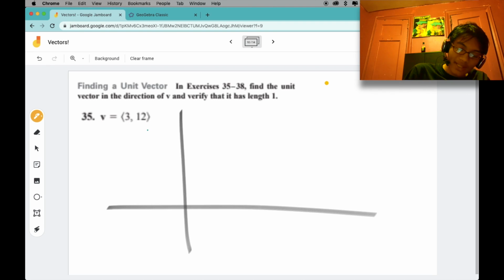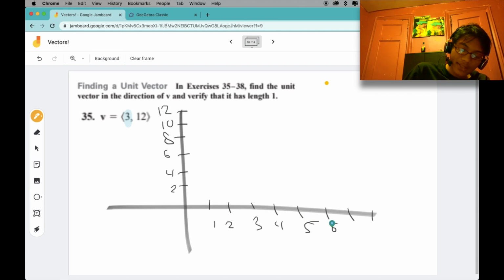What does that mean? That means we're going to go 3 in the x direction. Here's 3 in the x direction. If you want, I can put some tick marks: 1, 2, 3, 4, 5, 6, 7, 8. You know what? My y-axis is going to have to be different: 2, 4, 6, 8, 10, 12. And we've got our x-axis right here.